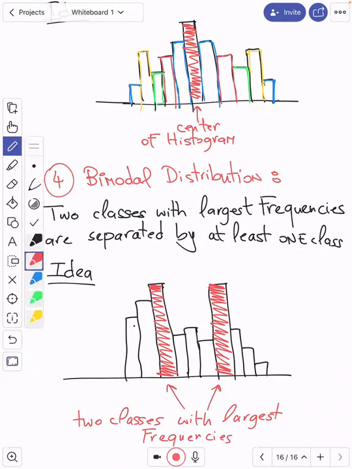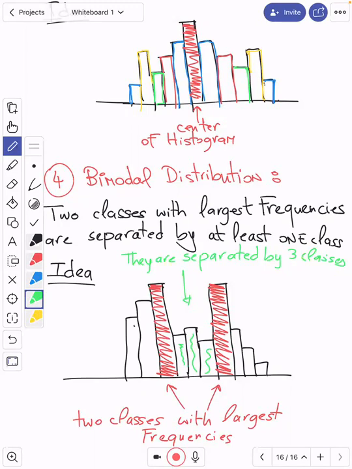They are separated by this class here, this one here, and this one, right? So they are separated by 3 classes actually. Okay. So that's what I mean by bimodal distribution. You have 2 classes with the largest frequencies separated by at least 1 class.